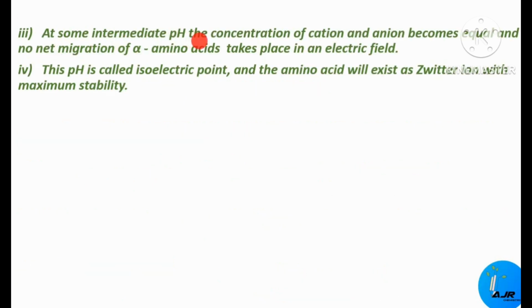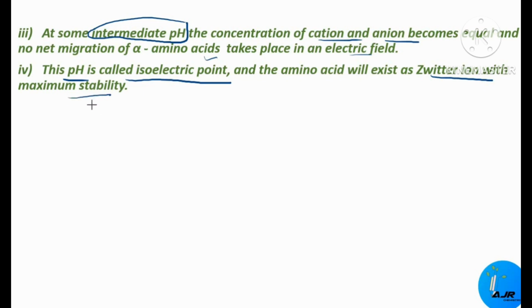At some intermediate pH, when the pH is changing, the concentration of cation and anion becomes equal. So in acidic medium, the Zwitter ion acts as a cation. In basic medium, it acts as an anion. But at a particular intermediate pH, both cation and anion become equal, and no net migration of alpha amino acid takes place in an electric field. There will be no movement of alpha amino acid in an electric field. Can you understand? This pH is called the isoelectric point, and the amino acid will exist as Zwitter ion with maximum stability.